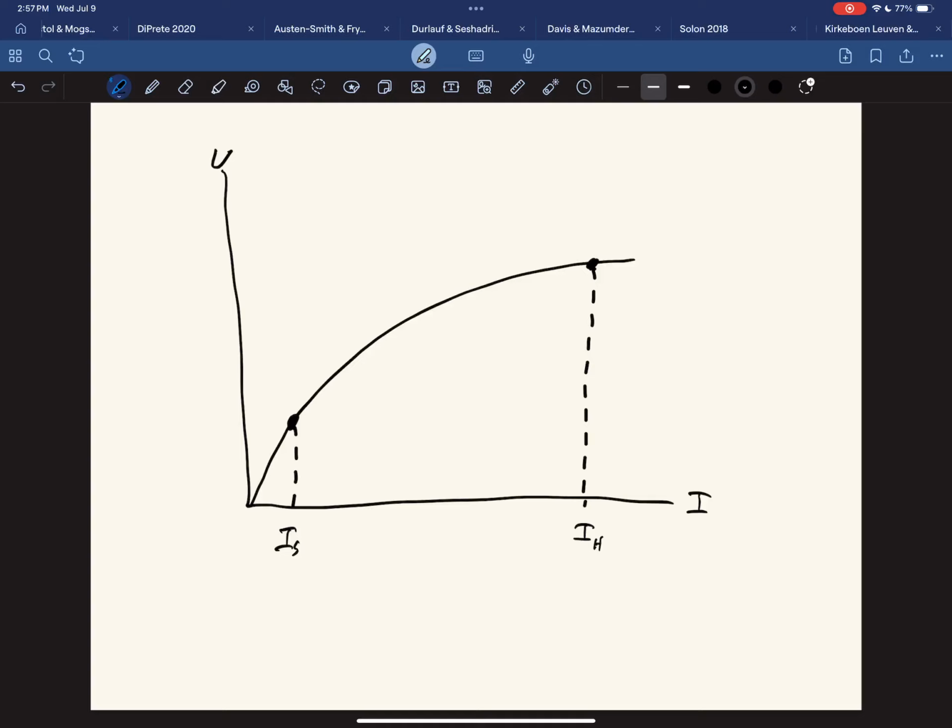So let's start comparing different types of insurance contracts. In this exercise, I'm going to be comparing a no contract, which is going to have no superscript.